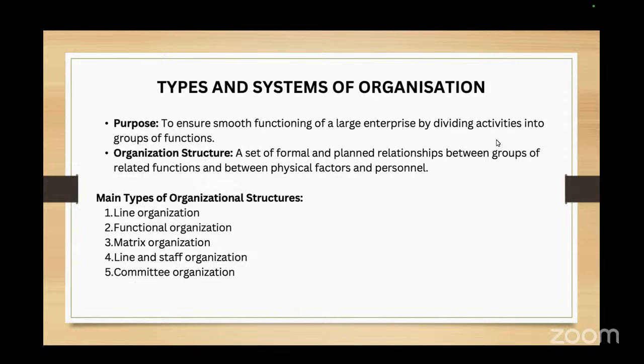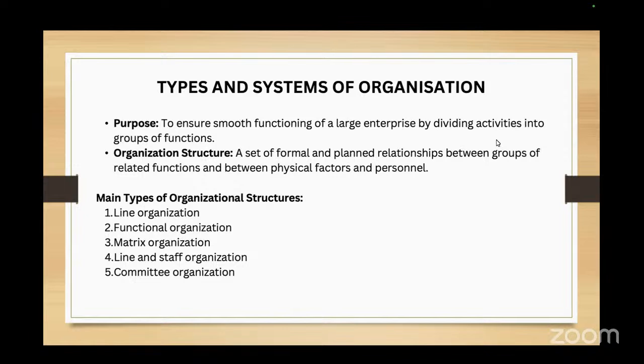Matrix organization. This system combines two types of organizations, one based on functions, like functional organization, and the other based on projects. In a matrix organization, employees report to two bosses. One is a functional manager, who handles the area of expertise, and one is the project manager, who manages the project. This structure allows flexibility because it combines the benefits of both functional and project-based systems.